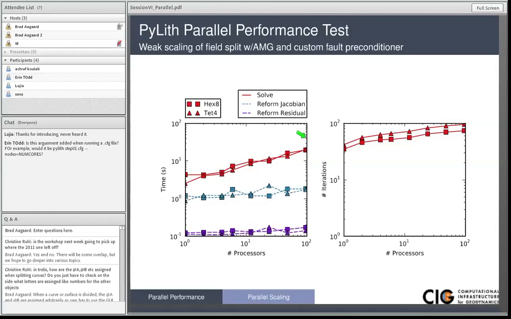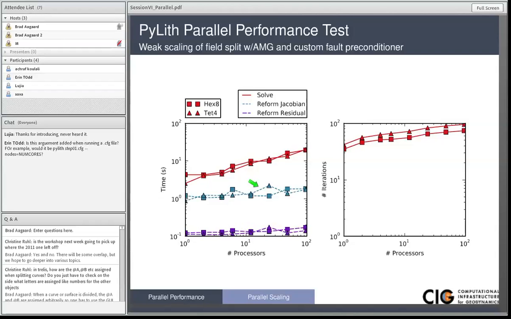This is on Lonestar at the Texas Advanced Computing Center. The different symbols: the square is for hexahedral, the triangle is for TET4. Here's the reforming of the residual. Notice it's a very small fraction of the runtime. Computing the Jacobian or sparse matrix is bigger.